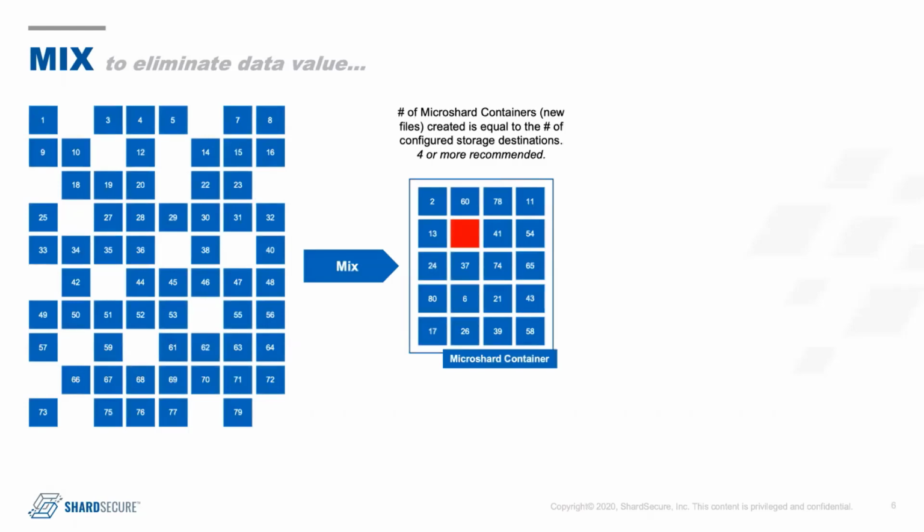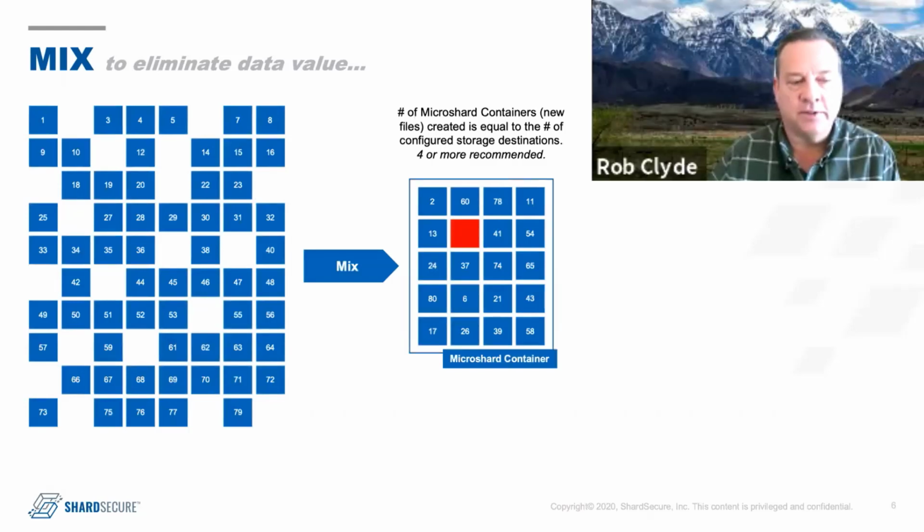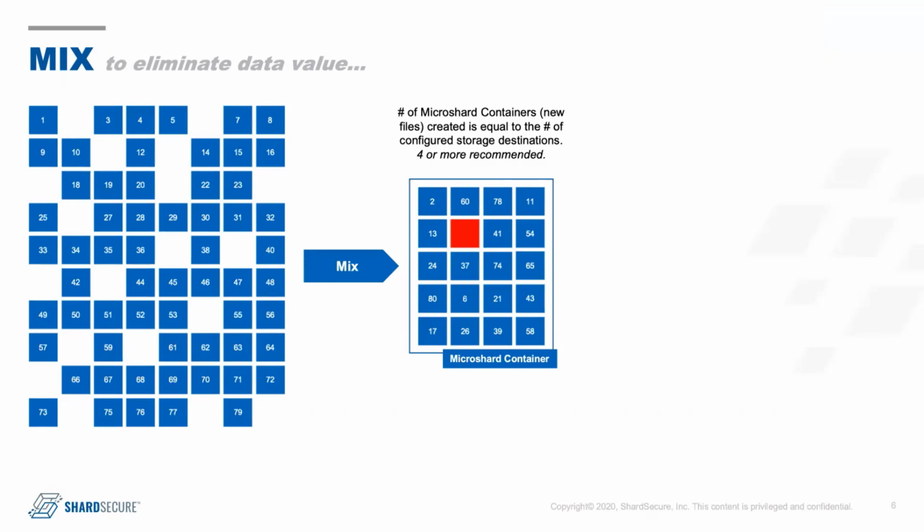Can I ask you a question? Why 4 bytes? Is there something special about that? Yeah, and I'll dig into that a lot more, but the main point is that the microshard size has to be smaller than the data that you're trying to protect so that the data is incomplete when it's mixed up, if that makes sense.